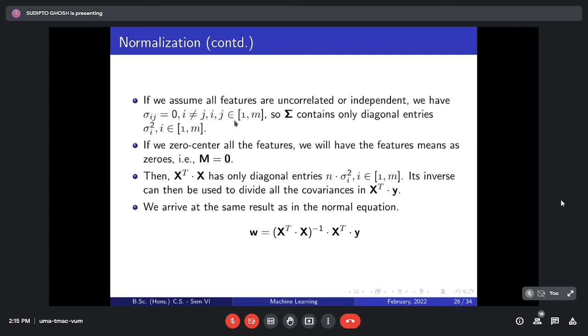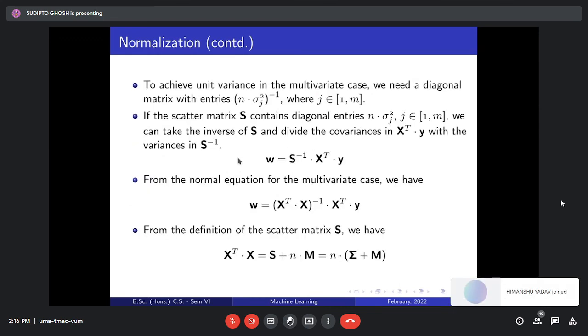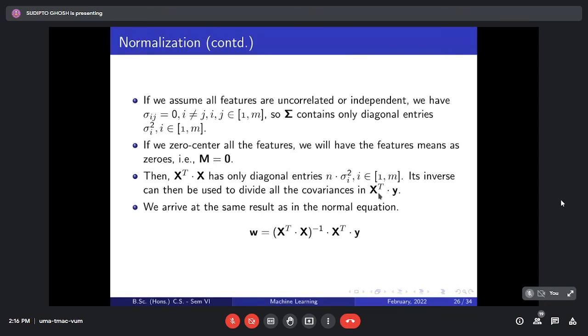I am saying that if we assume all the features are uncorrelated or independent of each other, then all the covariances are zero because no feature is correlated. So then sigma will only have a diagonal that will have the variance. And the mean, again, I am saying that we have zero centered all the features. So the mean is zero, M is zero, square of zero is zero. So this is just a diagonal matrix. Sigma plus M is just a diagonal matrix of variances times N. We have this. So then we can multiply X transpose Y with the inverse of this particular X transpose X that will contain all the variances. So we will have covariance divided by variance as parameter W.